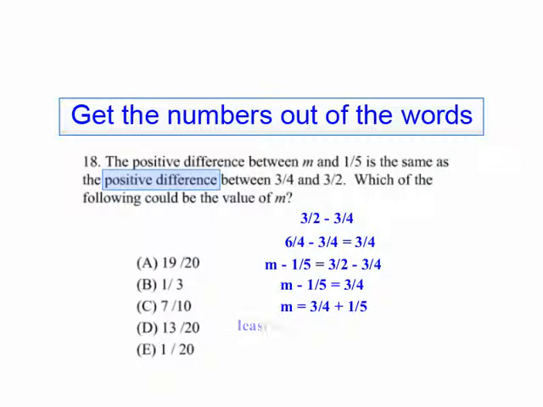We want the least common denominator, which is again going to be 20. So we've got m equals 15/20 plus 4/20. So m equals 19/20.